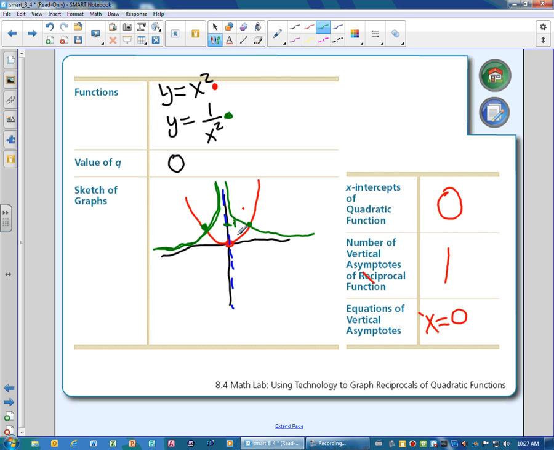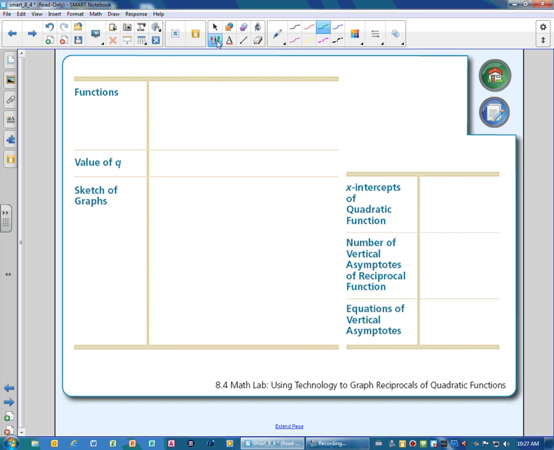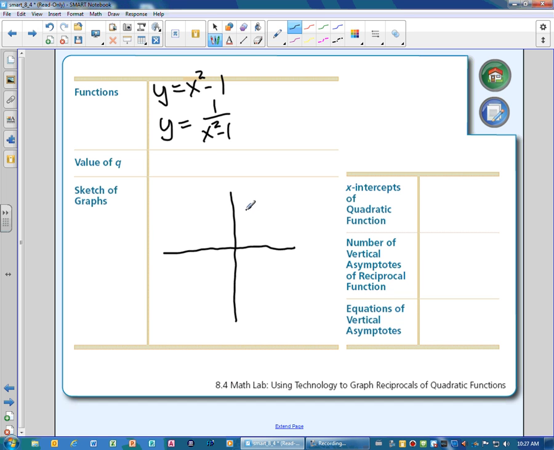All right, we're going to try another example, and this time we're going to use negative values. So in the graph below, you should be in the 4th row now. And we will do something simple. We'll do y equals x squared minus 1 and y equals 1 over x squared minus 1. All right, value of q, -1.